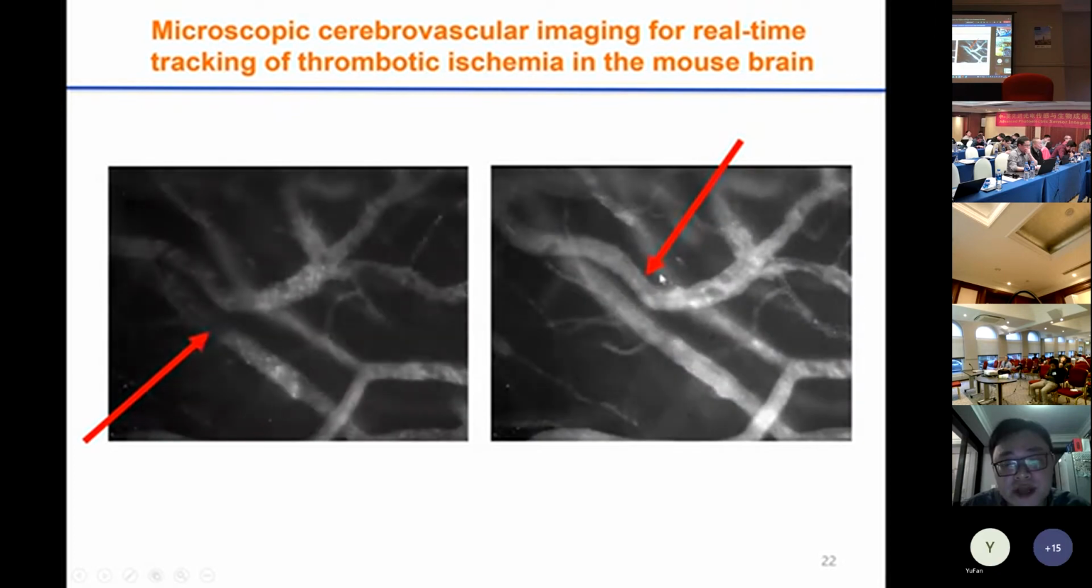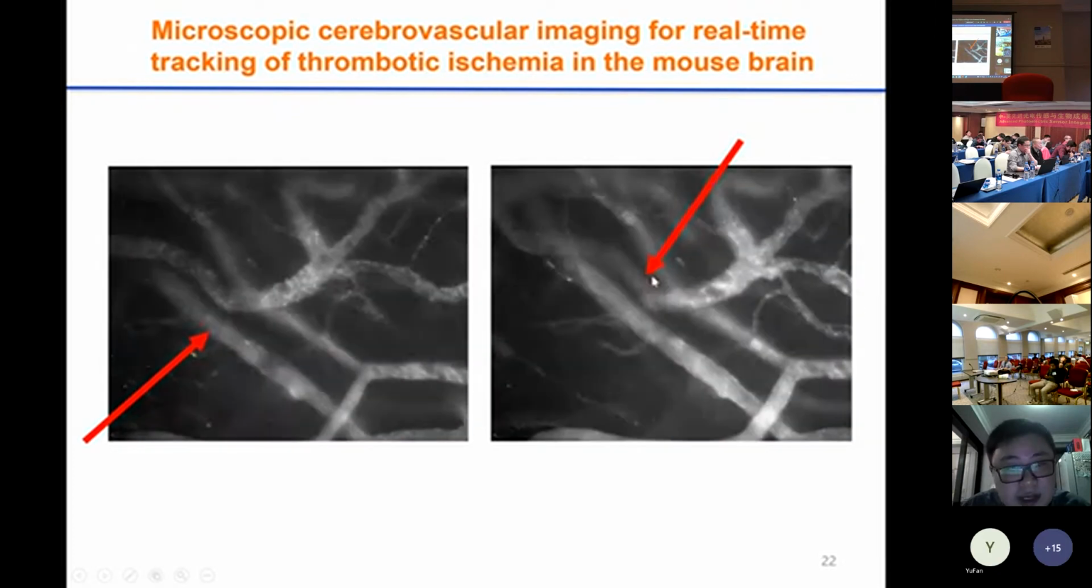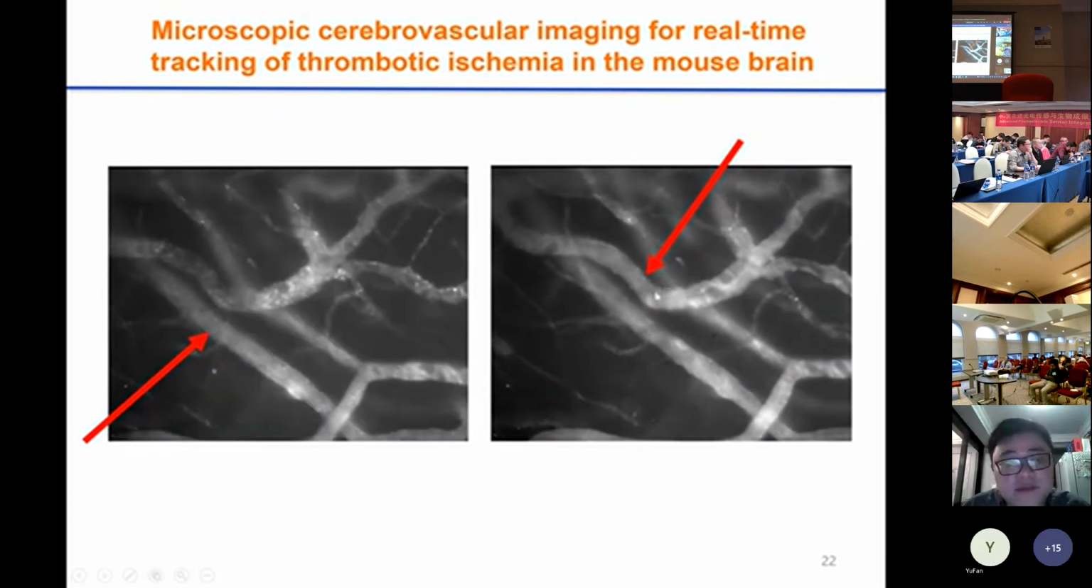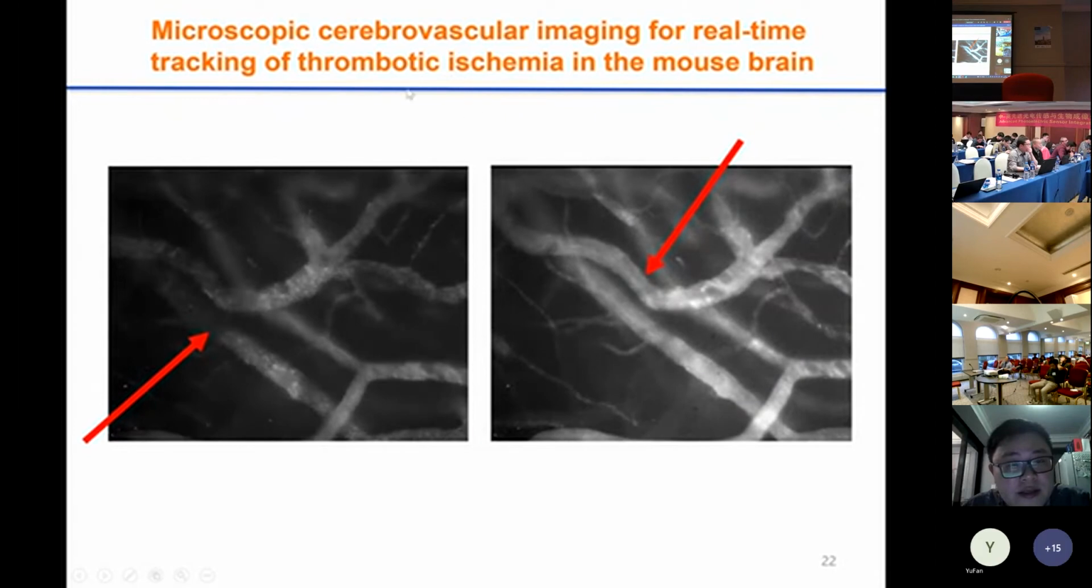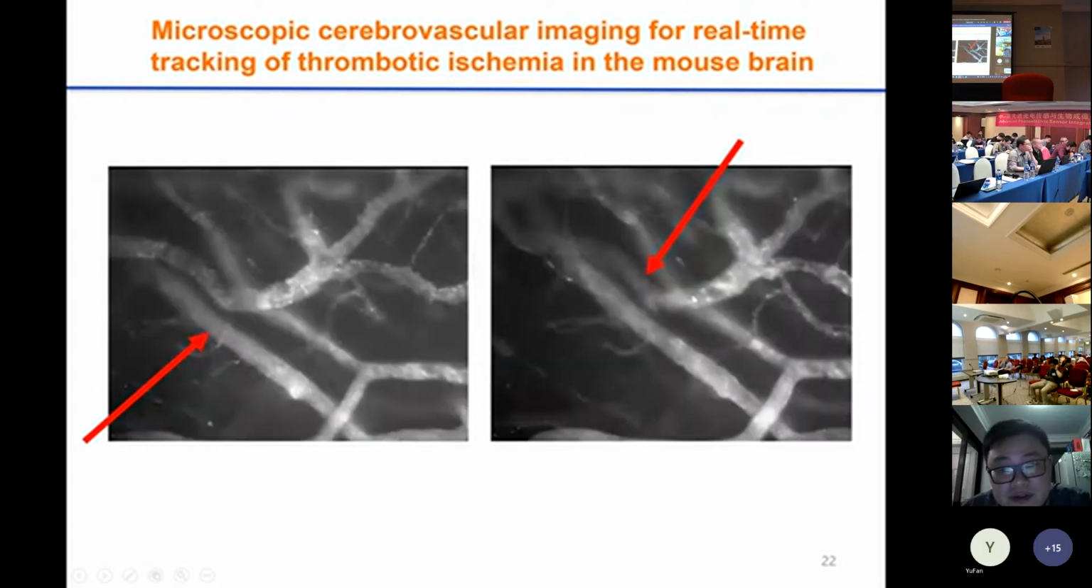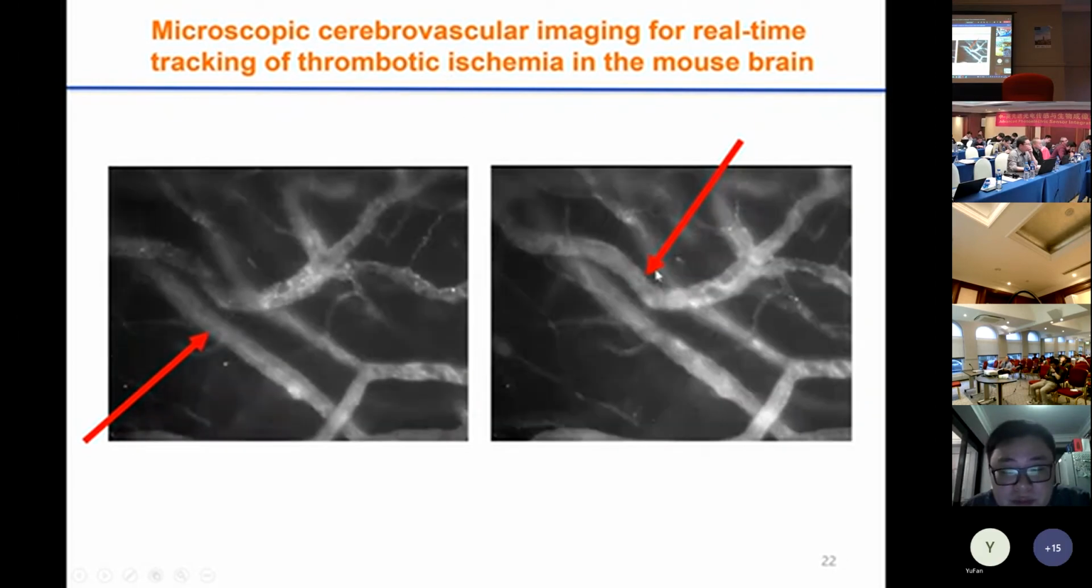And also, we can use our optical method to establish a thrombotic ischemia model inside the blood vessels. According to the arrow here, this is a thrombotic ischemia model, accompanied by the blood vessel flowing. This ischemia model will be flushed by the blood flow.